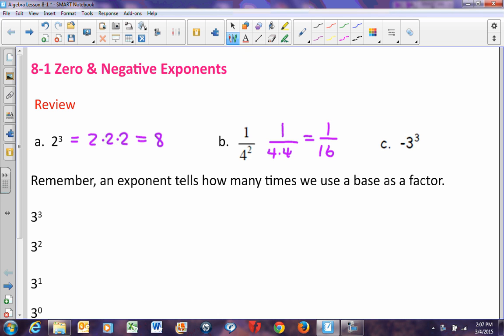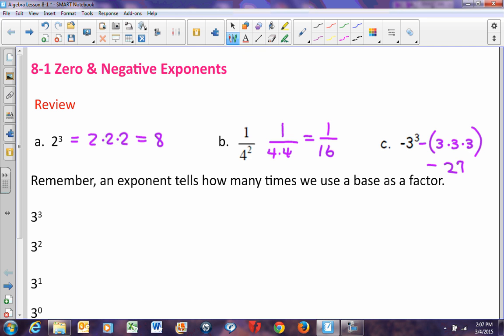Letter C here is not negative 3 to the third. It's the opposite of 3 to the third power, which means it's like this. The negative goes on the outside, and it's 3 times 3 times 3, which coincidentally, negative 3 to the third power and the opposite of 3 to the third power would be the same number. But if you take them to an even numbered power, that would not be the case because we would have a different number of negative signs. So 3 times 3 is 9, 9 times 3 is 27, so this is negative 27. That's just a review of working with exponents.